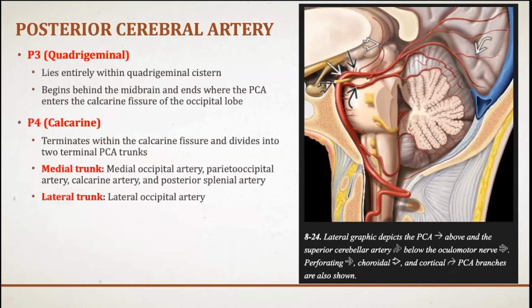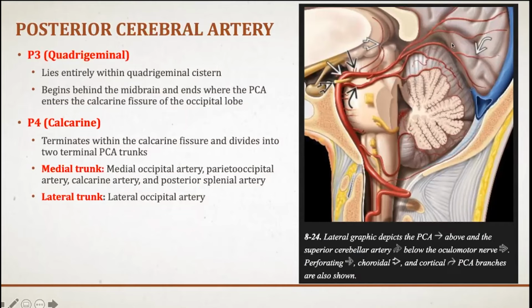The next segment of the posterior cerebral artery is the quadrigeminal segment, or the P3, and this lies entirely within the quadrigeminal cistern. It begins behind the midbrain and ends where the PCA enters the calcarine fissure of the occipital lobe. So you can see the P3 segment is here, quadrigeminal cistern, and then you have the P4 segment, or the calcarine segment, which terminates within the calcarine fissure and divides into the terminal PCA trunks.